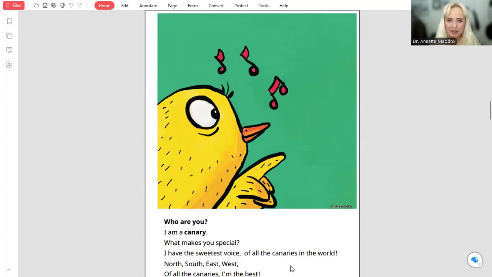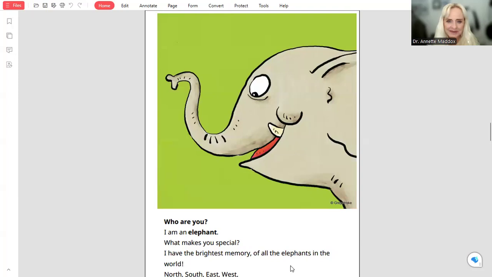And I'm going to turn the page. And here we have another animal all you guys know. Look, the animal has a big trunk. So we're looking at the picture before we start reading. So what animal has a trunk? Let's find out.